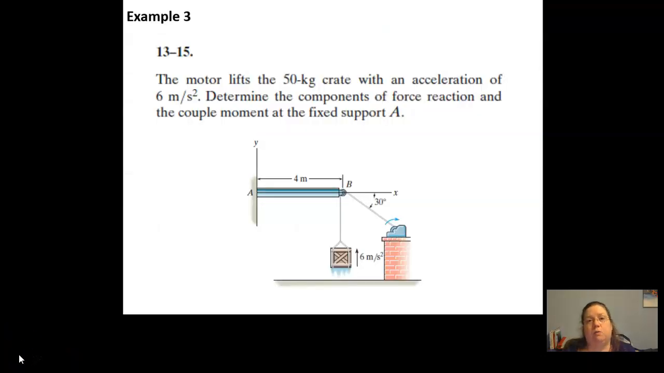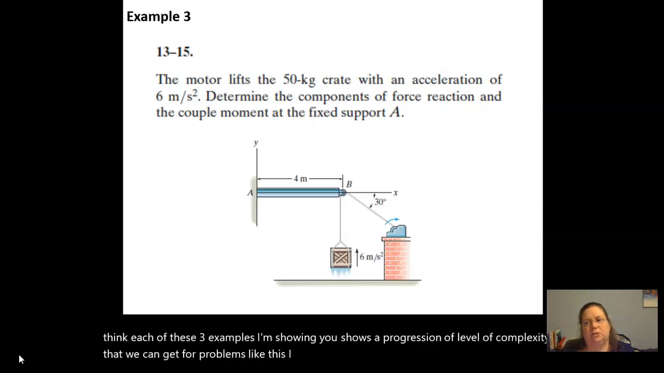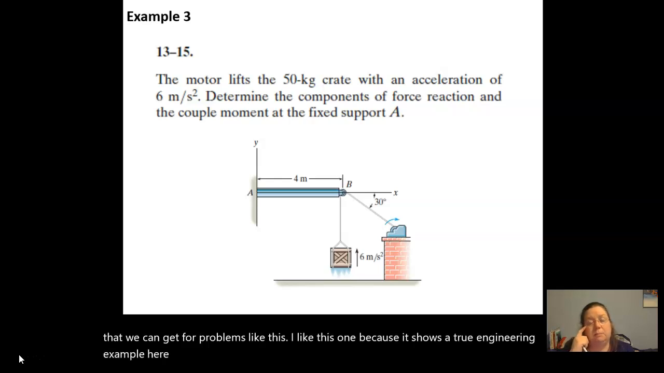Okay, I do have one more example that I would like to get through for today's class, because I think each of these 3 examples I'm showing you shows a progression of the level of complexity that we can get for problems like this. I like this one because it shows a true engineering example where we've got some parts of this mechanism that are moving and then other parts that are static. They're made to be in equilibrium.